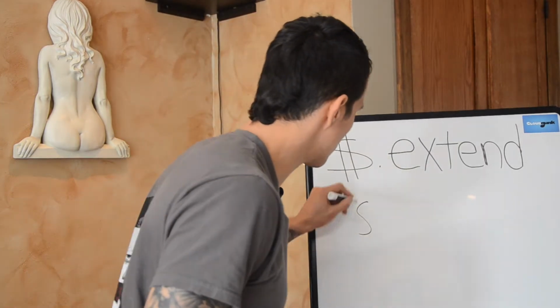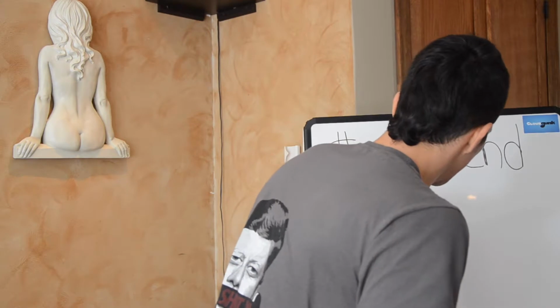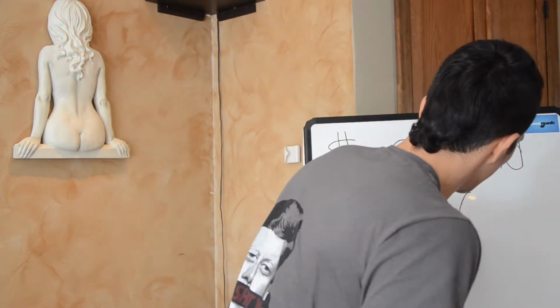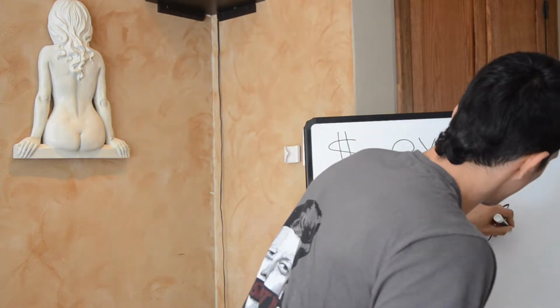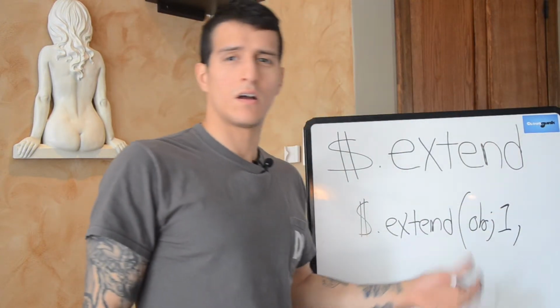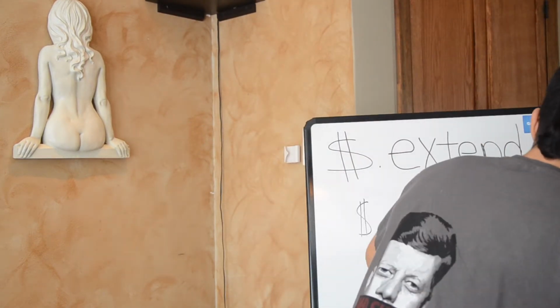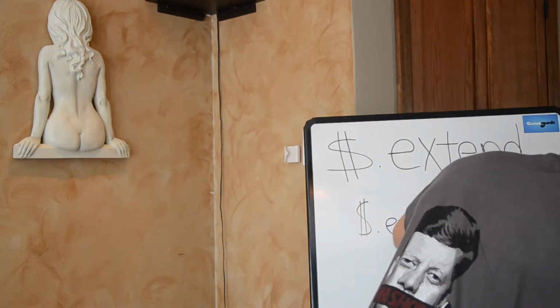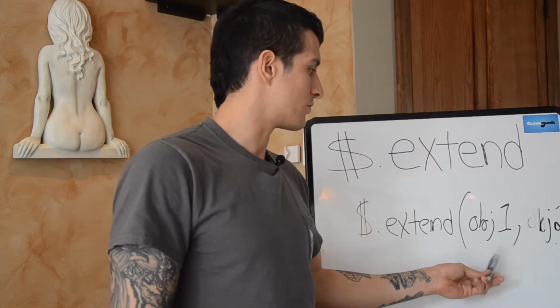Now, when you call this jQuery extend function, we're going to have the first object here, and we could have a bunch of other objects, but the second one is going to be passed in here. So the contents of this one will be copied over to the first one.